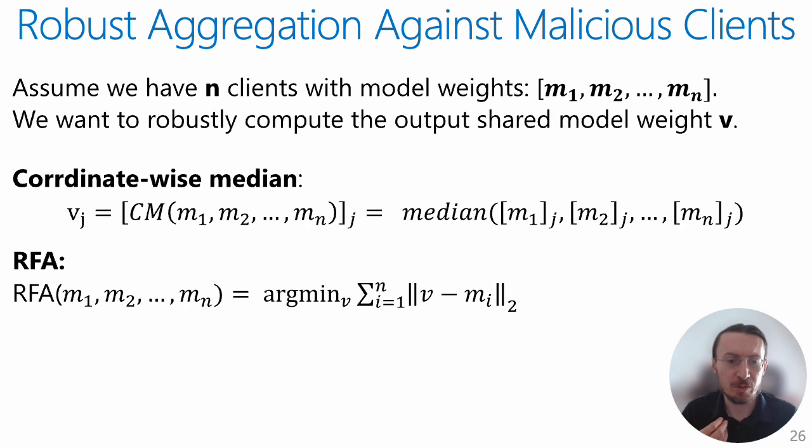Another popular approach is called RFA, which stands for Robust Federated Averaging. It's also known simply as the geometric median. In this algorithm, to robustly aggregate the updates from the clients, we perform an optimization to find V, the output from the aggregation, that fulfills this argmin. The argmin is that we want a sum over the differences between V and M sub i, where M sub i is just an update from a client i, and we want to minimize this sum. So we want to find the value of V that minimizes this sum.